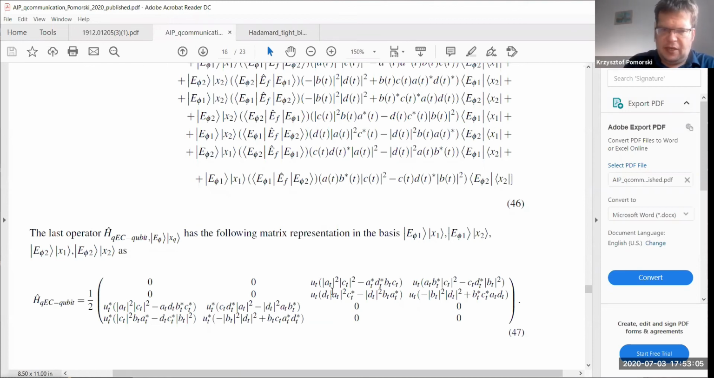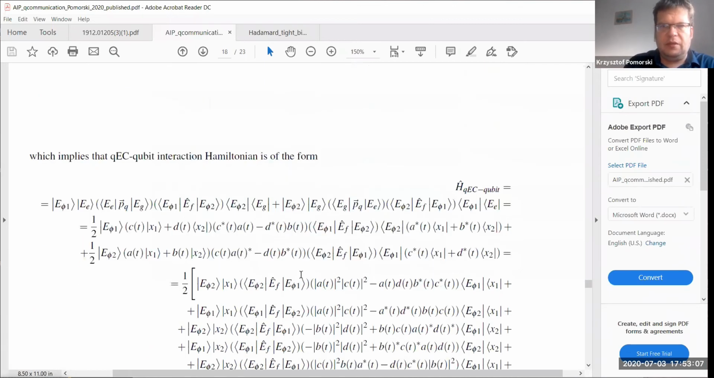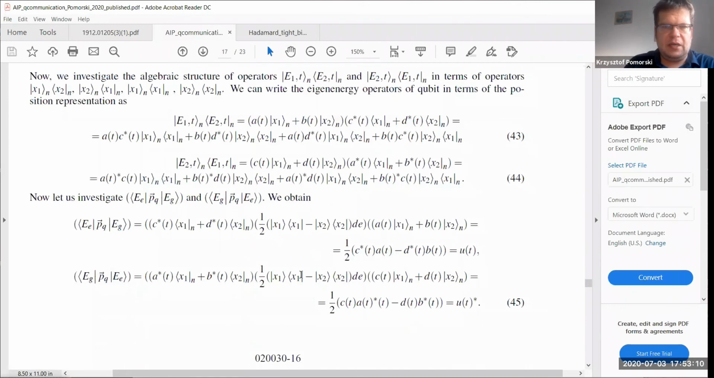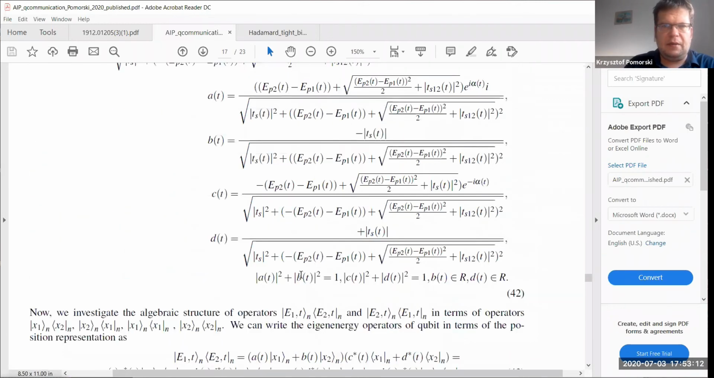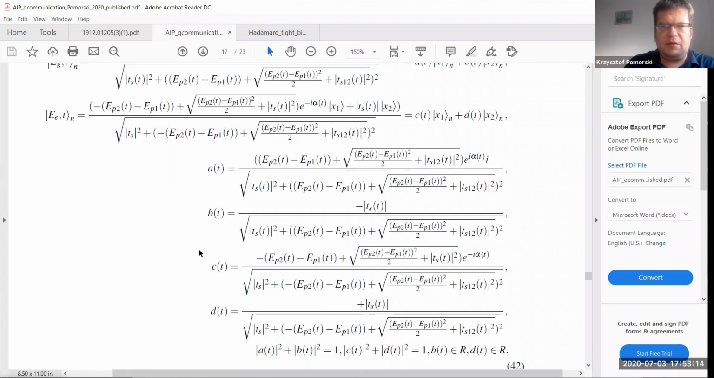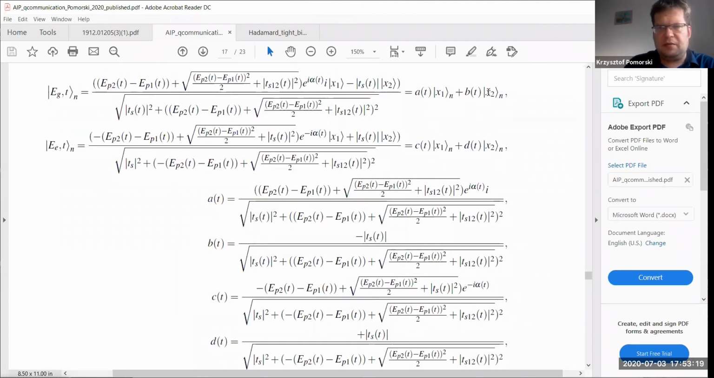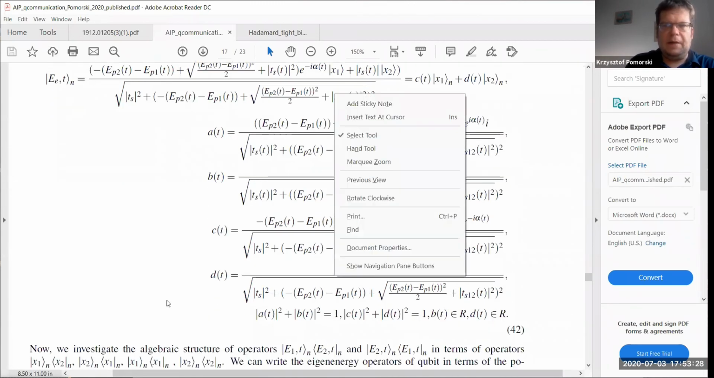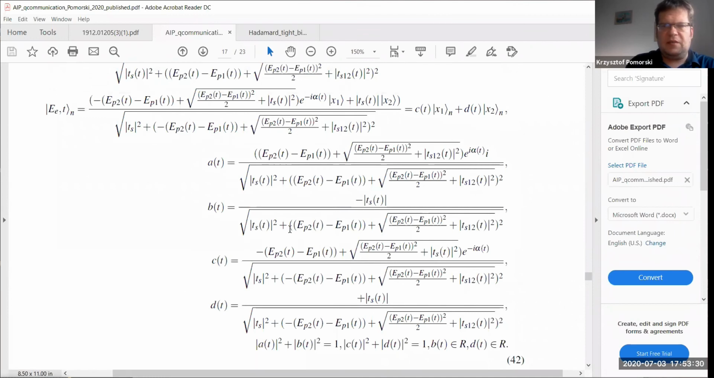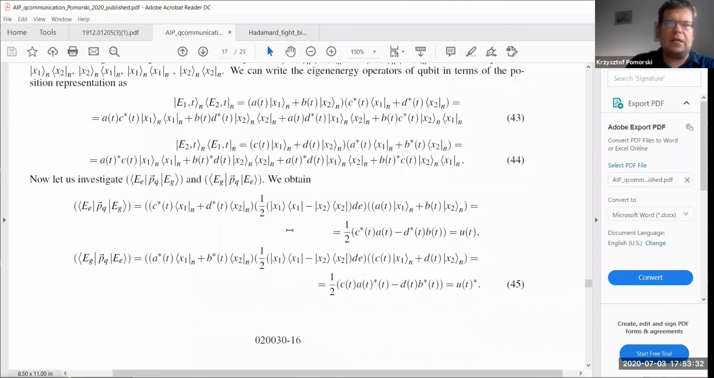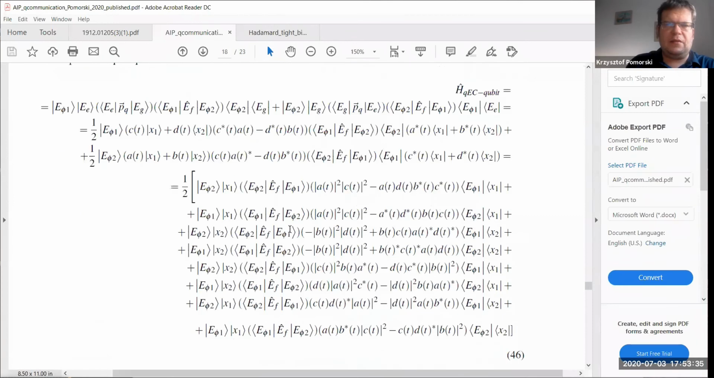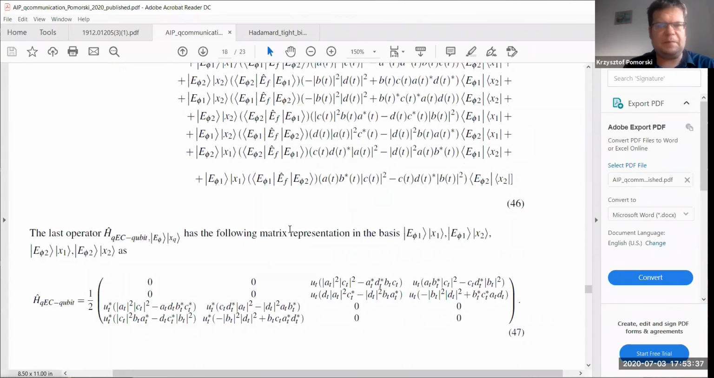So those terms, just to remind you, terms A, B, C, D were connected with this eigen energy. So this is the ground state, made from two wave functions on the left and right side. And the excited state is the same. Yeah, so you have those terms.